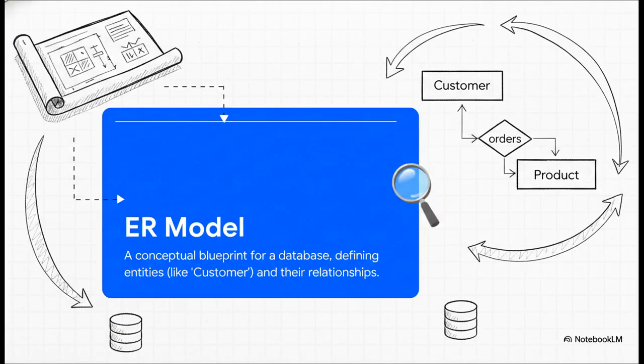You know, great databases don't just happen by accident. They are designed. And that design starts with a blueprint: the Entity Relationship Model, or ER model. Before you write a single line of code to create a table, you map out your entities, like customers and products, and define how they relate to each other. This planning stage is absolutely crucial.